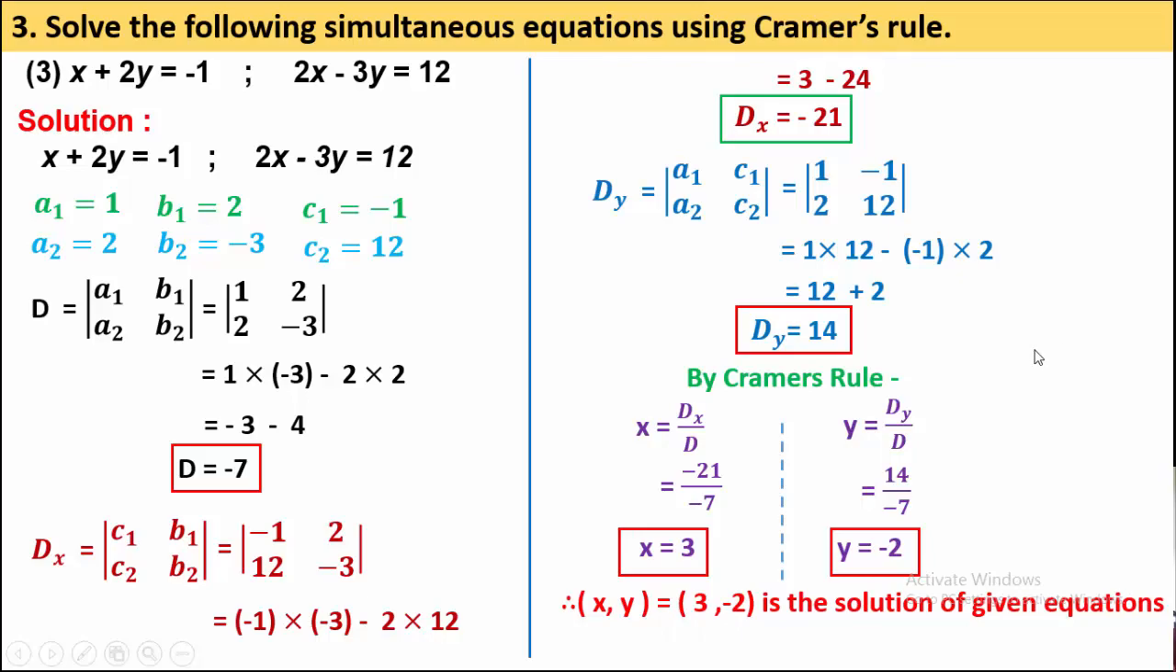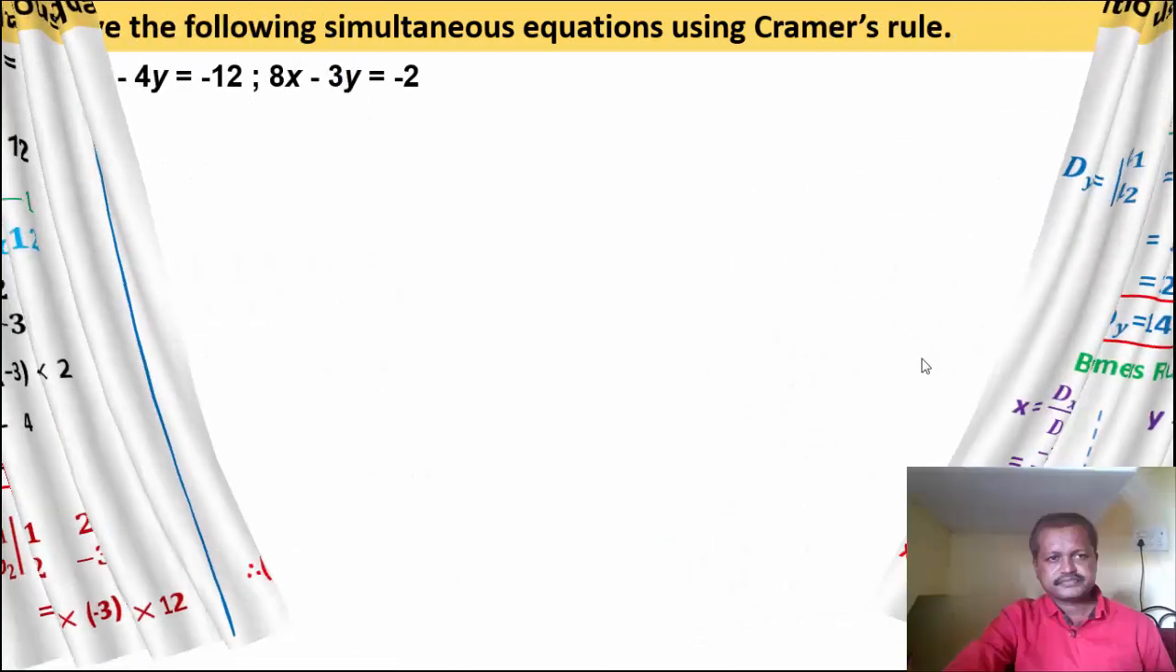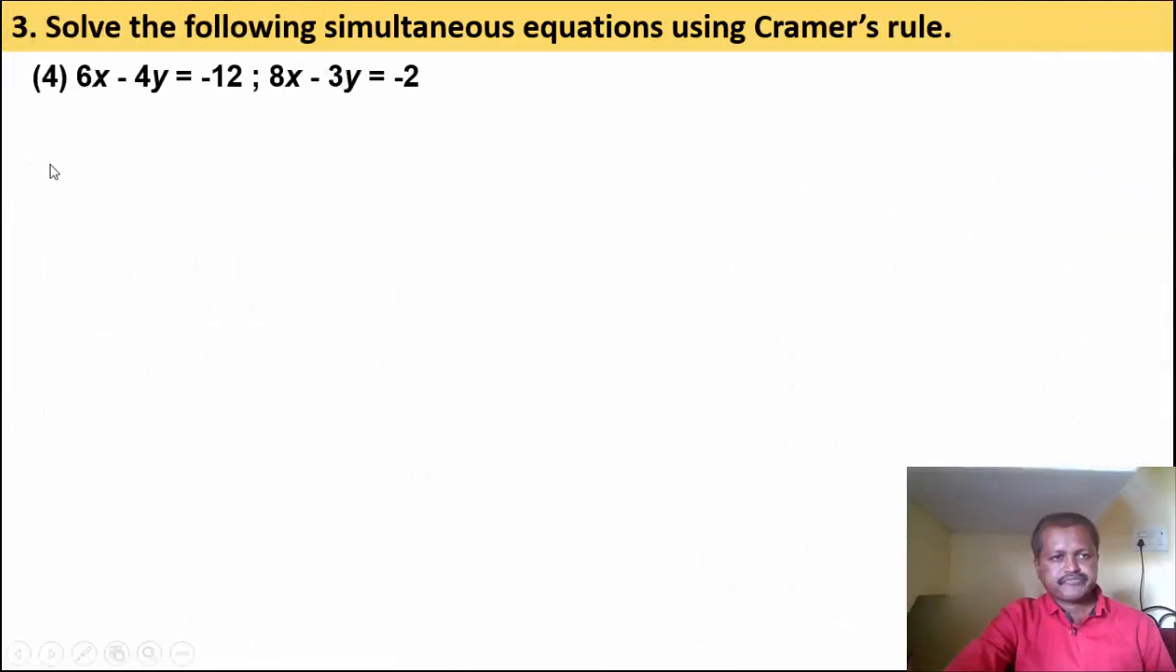So as we shared the third example, now we share the fourth example. Fourth example is here: 6x minus 4y is equal to minus 12 and 8x minus 3y is equal to minus 2. Write your solution. So write the first equation as it is, 6x minus 4y is equal to minus 12, and the second equation as it is, 8x minus 3y is equal to minus 2.